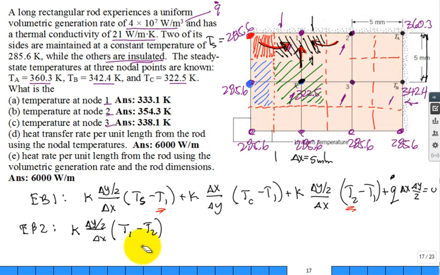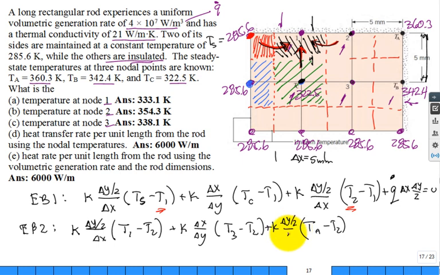All right. And then we're going to have flow from 3 into 2. That'll be a K. And then the area is a delta X and the delta Y. All right. And then we're going to have the flow from A into 2. And that'll be a K. It'll be a delta Y over 2 delta X. And then I have my source term, Q dot, times the volume associated with node 2, which is delta X times delta Y over 2.